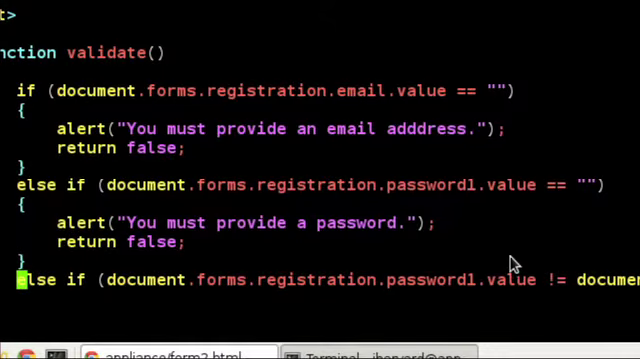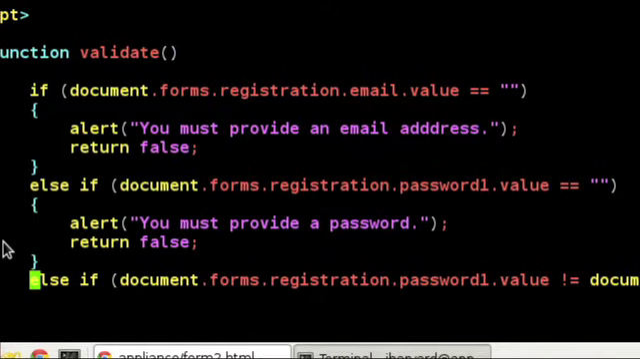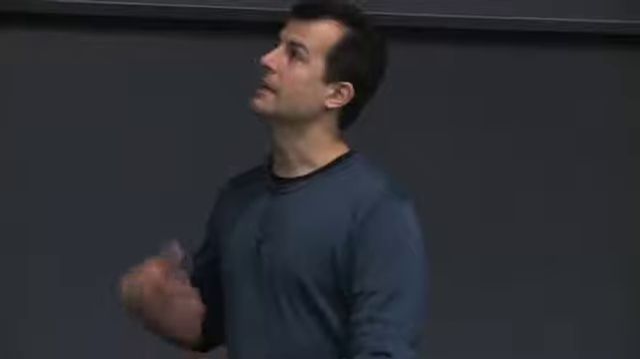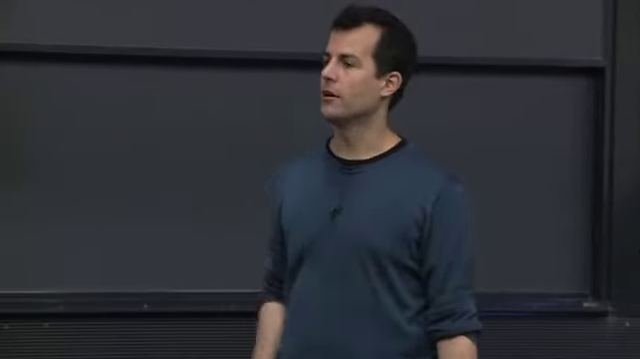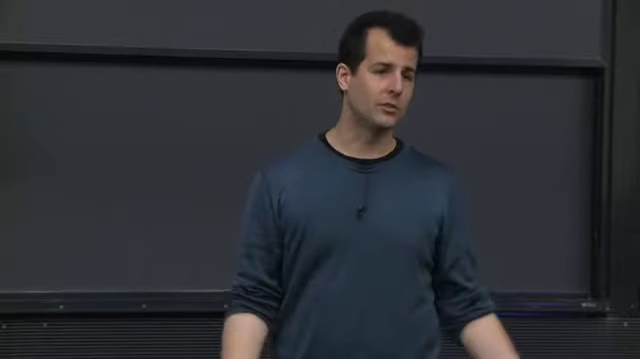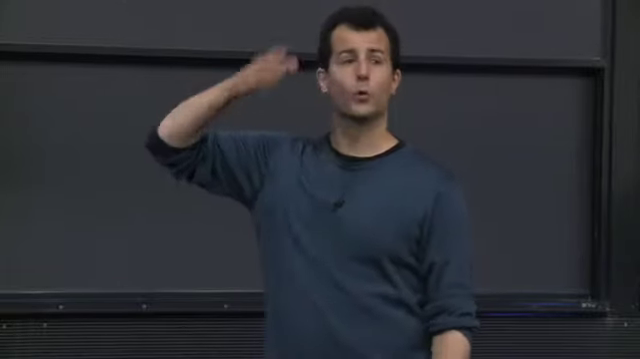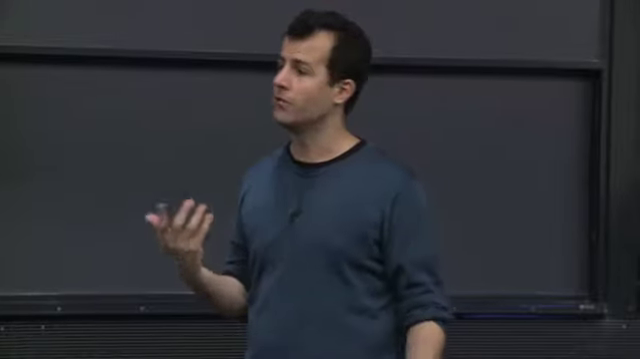So else if document.forms.registration.password1.value is not equal to document.forms.registration.password2.value, then yell at the user as well. And before I spoil the answer, in English, what should the error message probably be? What have they failed to do properly here? Exactly. We need to yell something like, you need to enter the same password twice, because the logic I just checked was, did password 1's value equal password 2's value? If not, they screwed up again, and they typed the wrong thing twice.